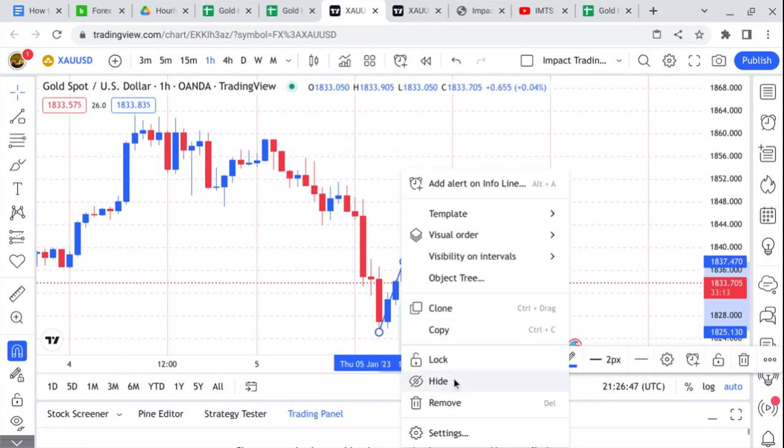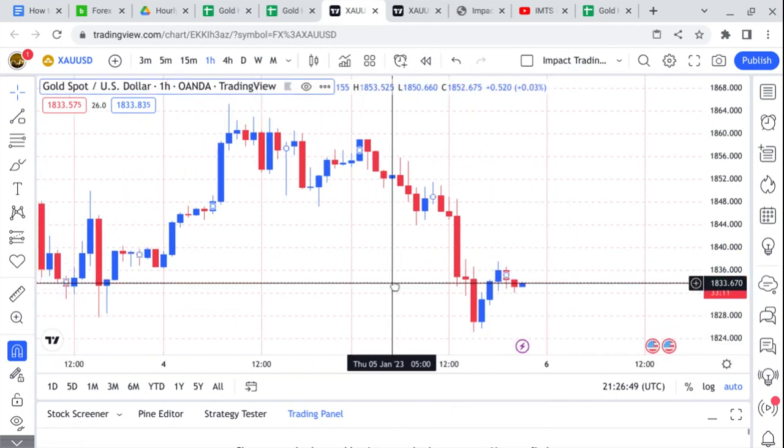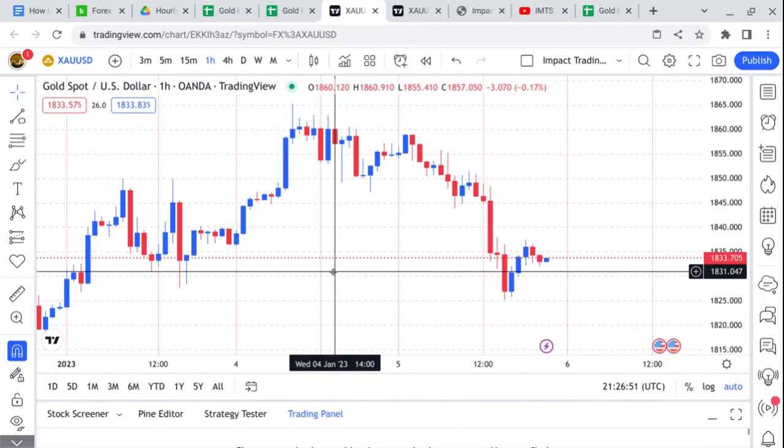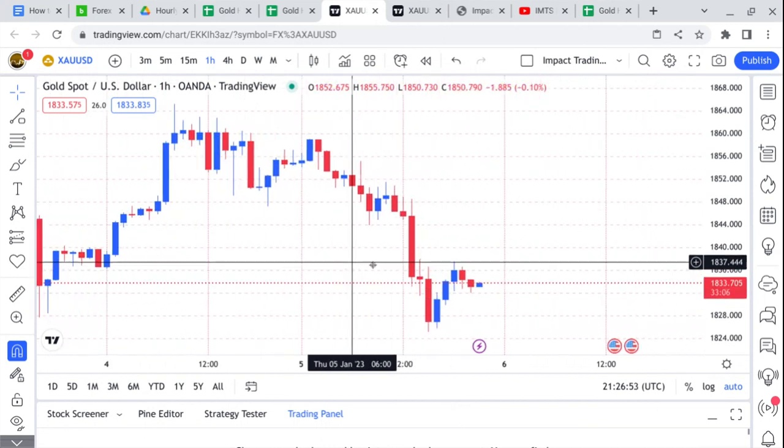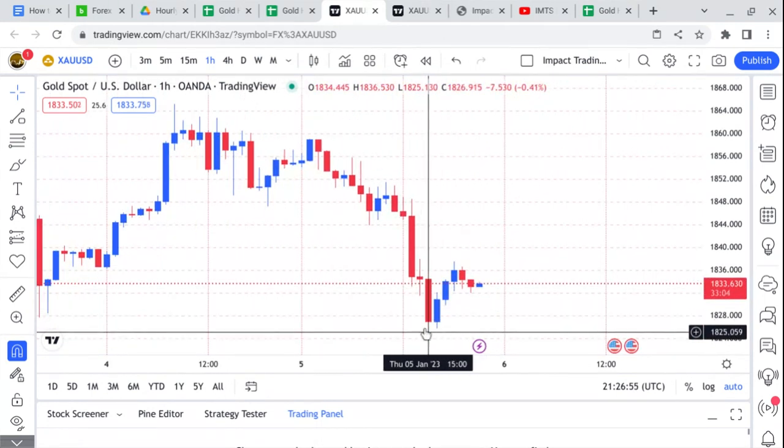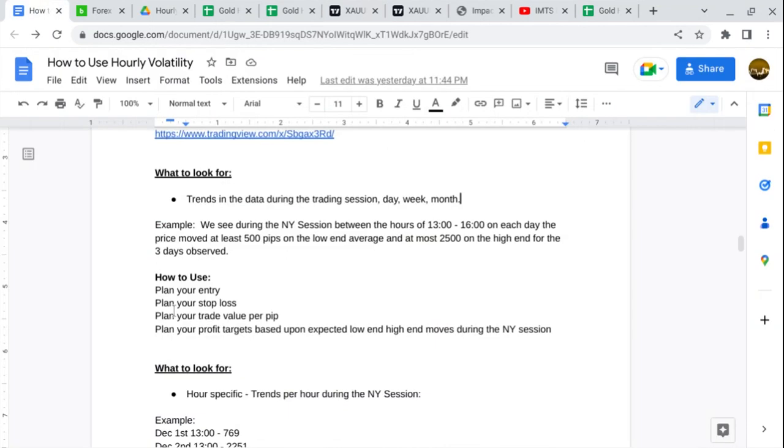Now that happens on the daily basis. We'll make another video so you guys can see the power of knowing your data. Again, plan your entries, plan your stop loss, plan your trade per value, your pip value. That's trade management. And then plan your profit targets based on expected low end and high end of the New York session moves.